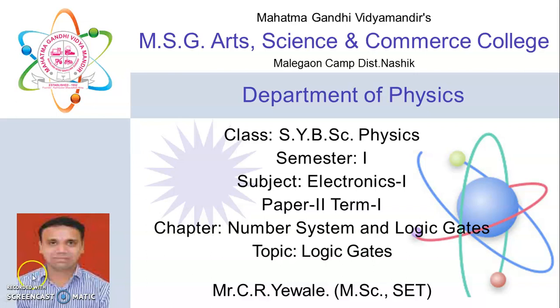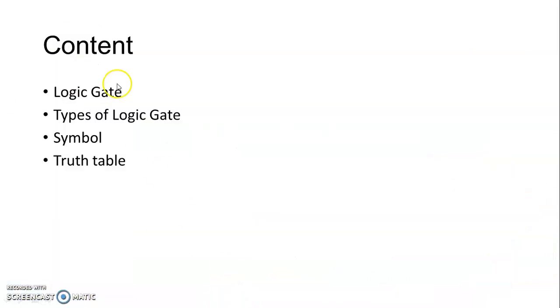Welcome all of you. Our class is SY-based physics, subject electronics 1, paper number 2, chapter is number system and logic gates. Topic: logic gates. Content in this topic are logic gates, types of logic gate, symbol, truth table.